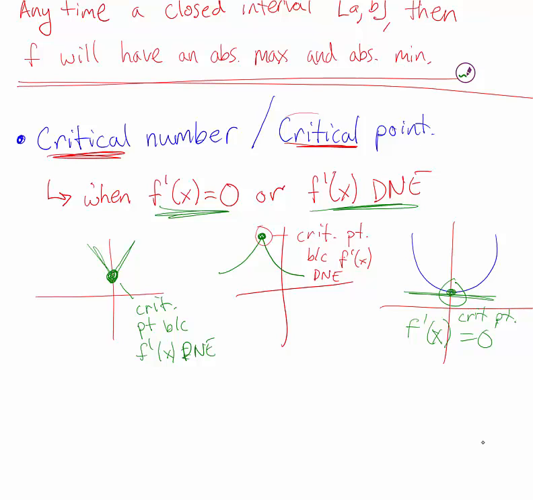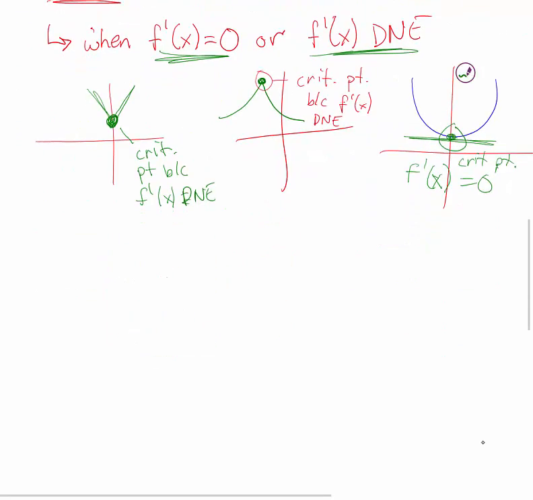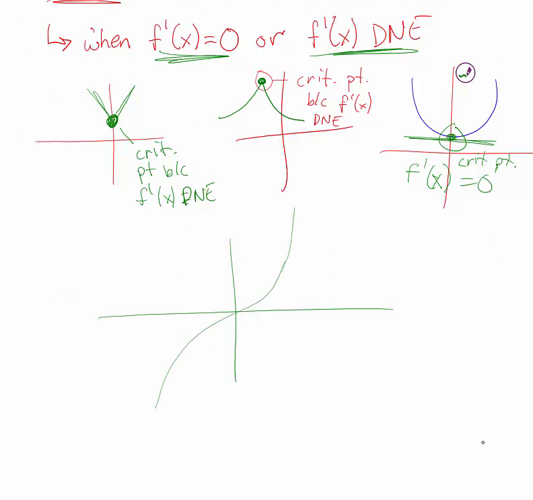you're not forced to have an absolute maximum or a minimum, because if you remember the graph of y equals x cubed, right here, the graph is going to have a derivative of 0, but there's no relative max or relative minimum.